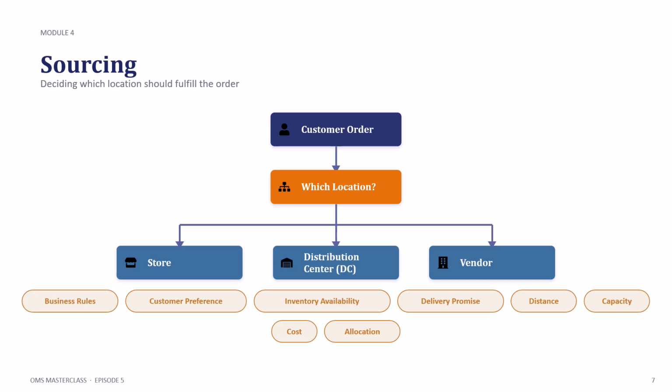But this decision isn't random. MAO evaluates multiple factors such as business rules, customer preference, inventory availability, delivery promise, distance, cost, capacity, and allocation rules. Based on all these conditions, it selects the location that can fulfill the order in the most efficient way. Today, just remember that sourcing is all about choosing the best fulfillment location. In a future episode, we will explore sourcing logic, sourcing rules, and real business scenarios in much more detail. In short, the sourcing module ensures every order is fulfilled from the right location at the right time.